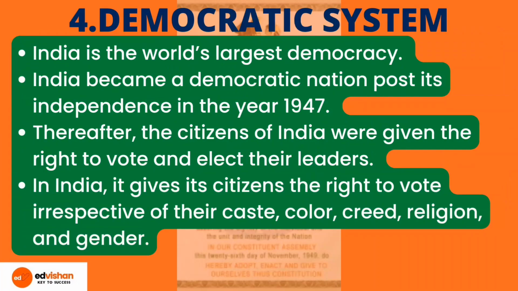Number 4. Democratic system. India is the world's largest democracy. India became a democratic nation post its independence in the year 1947. Thereafter, the citizens of India were given the right to vote and elect their leaders. It gives the citizens the right to vote irrespective of their caste, color, creed, religion, and gender.